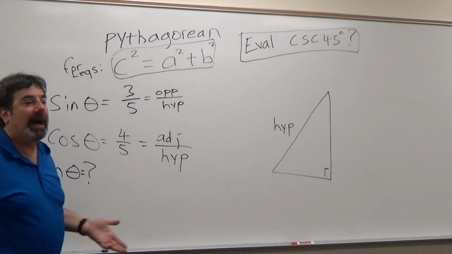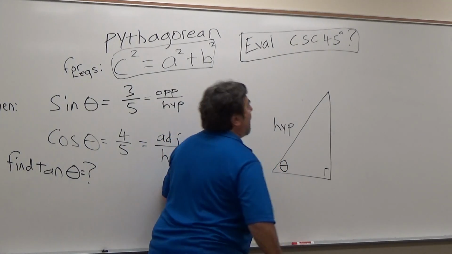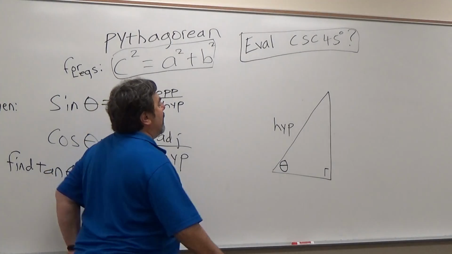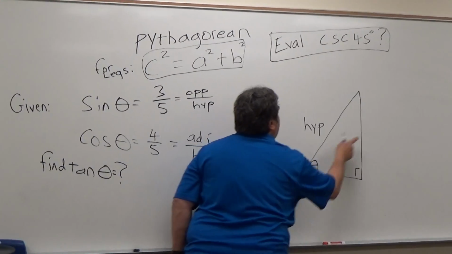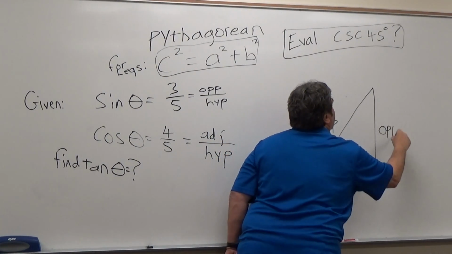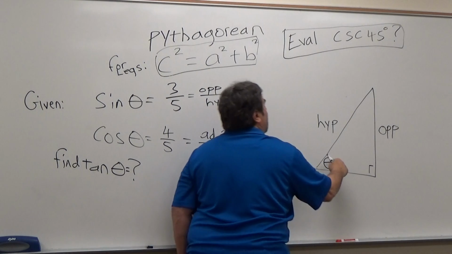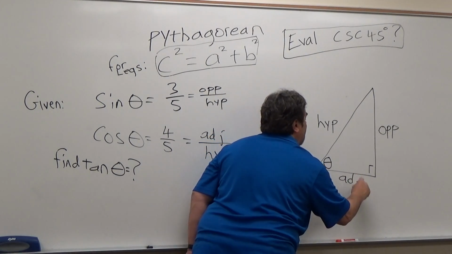Now, I'm going to pick one of these two angles to be my theta. I have a choice now. So I can pick either one. I'm going to pick this one down here. There's my theta. Like I said, I had a choice. Now, if this is my theta, then this side is going to be labeled what? The opposite. And this side here, next to my angle, is called the adjacent. Yeah, we label it adjacent.